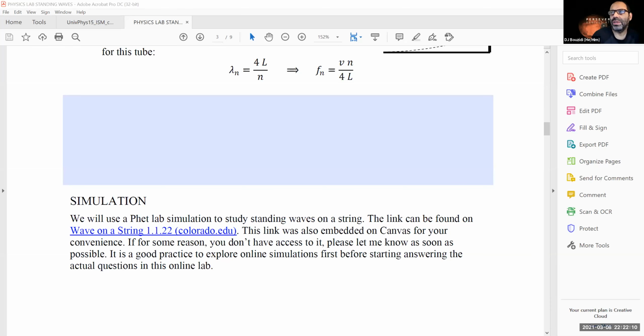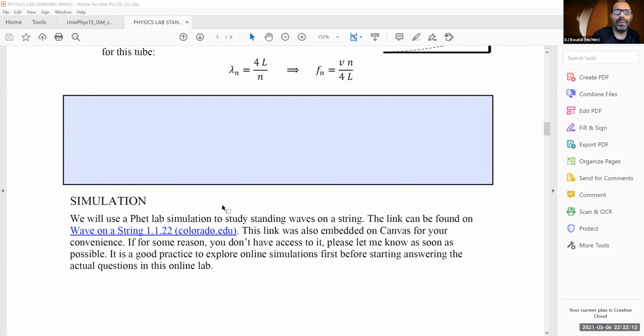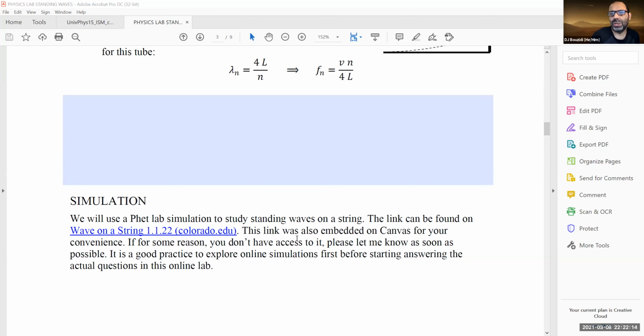PDF file for the instructions for the lab. Okay, so we'll use this animation. This link was embedded on Canvas. Oh, I forgot to embed it on Canvas. It's fine. I'm going to embed it right now. Okay, where is it? And of course, I lost the code. It's fine. I'm going to get it later on and embed it in Canvas.